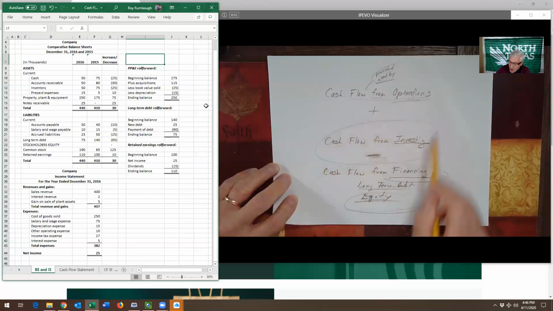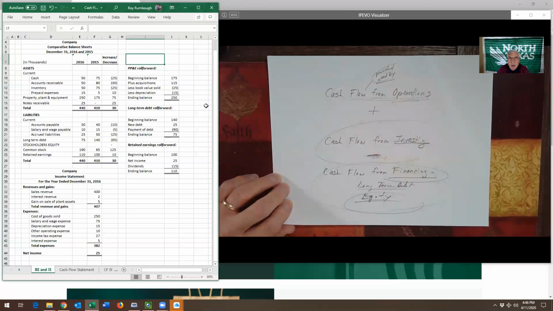So these three areas tell a lot. By the way, payment of dividends, which we covered in the last chapter, that is going to be in the financing cash flows. So let's go look.